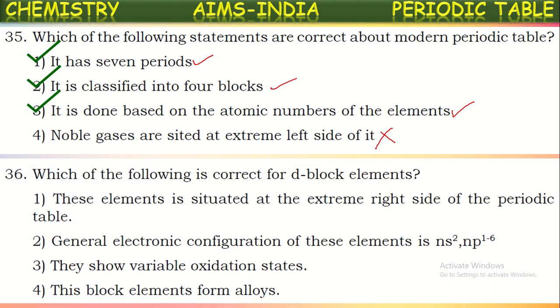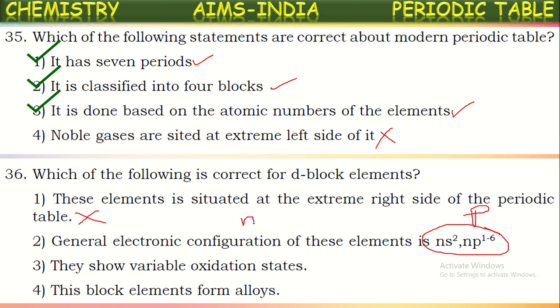Next one, which of the following is correct for d block elements? See, what about d block elements? These elements are situated at the extreme right side of the periodic table. No, because they are in the middle, not at the right side. General electron configuration of these elements is ns2 np1 to 6. No, that is the p block elements' general electron configuration.